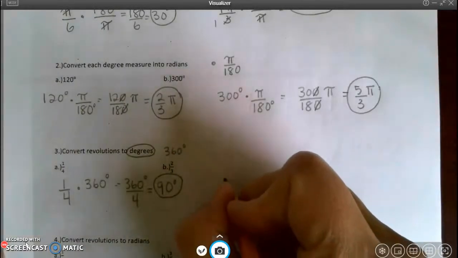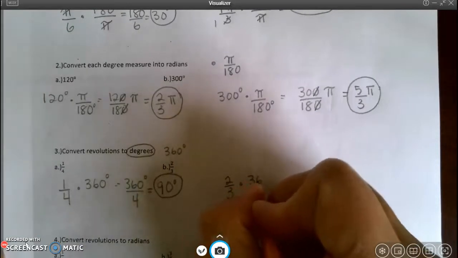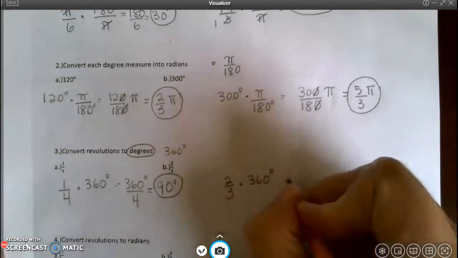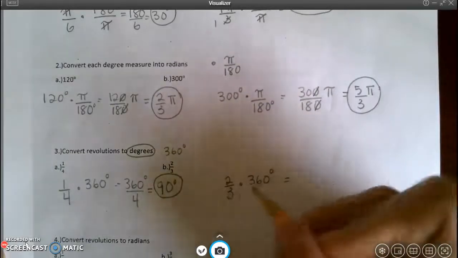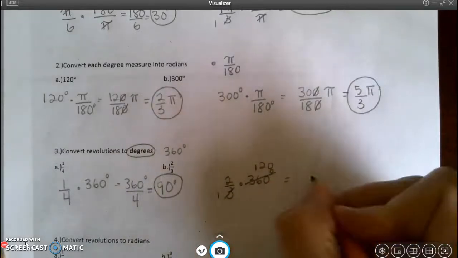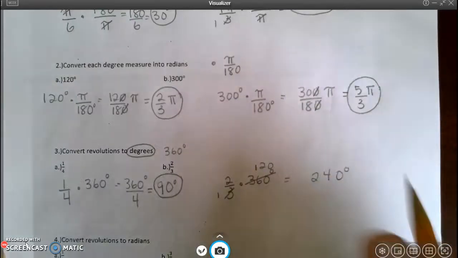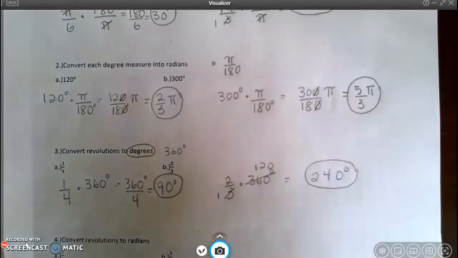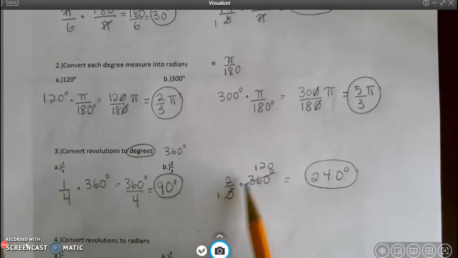Same thing in letter B. I'm going to have 2/3 of a revolution times 360 degrees in a circle. I know that 360 can be divided by 3, and that's 120. So I'm left with 240 degrees. Again, on all of these, you could use a calculator and just take 360 divided by 4, or 2 times 360, and then divide that by 3.